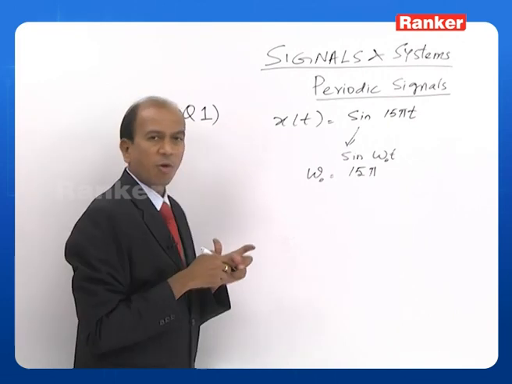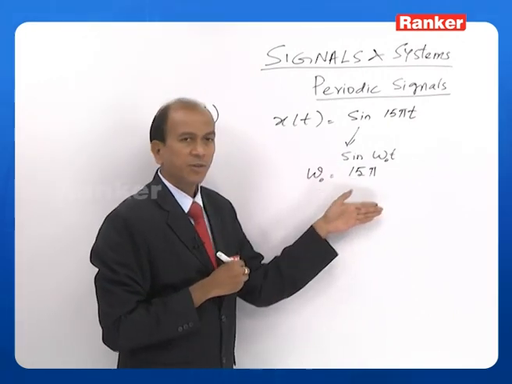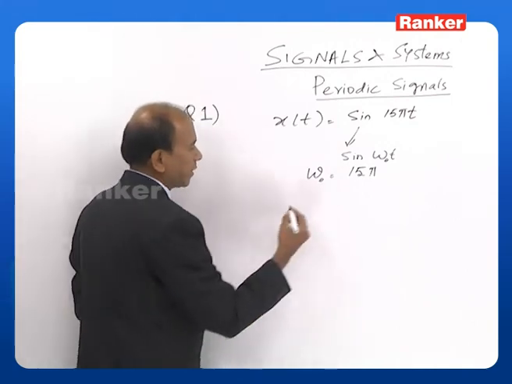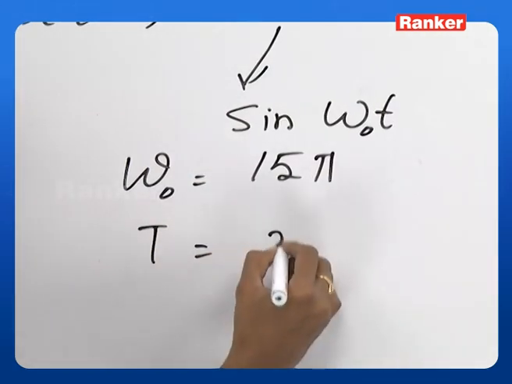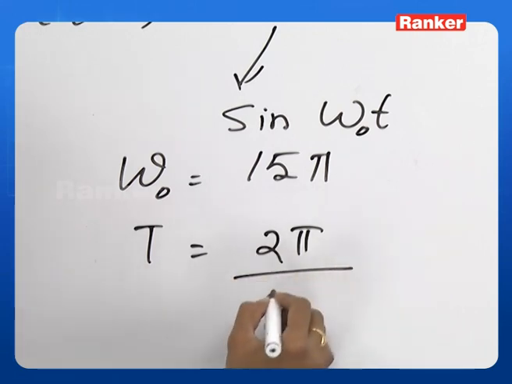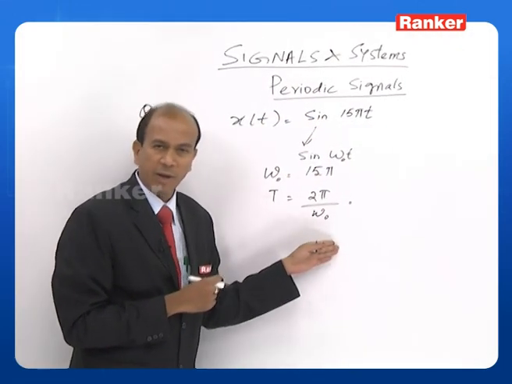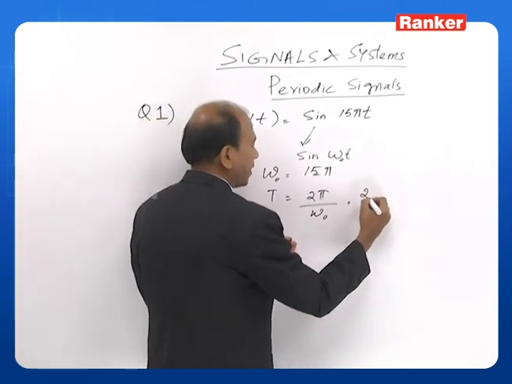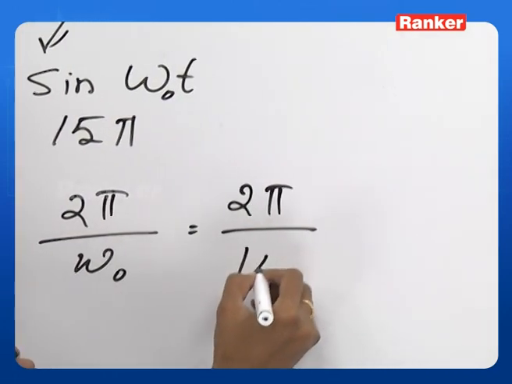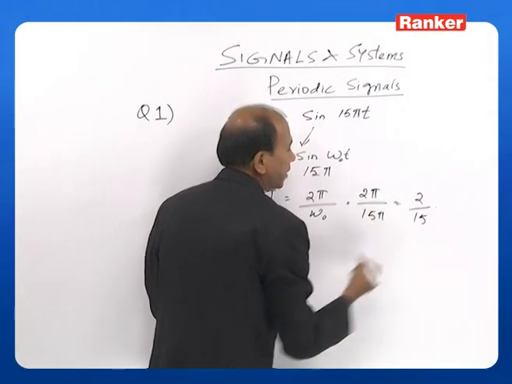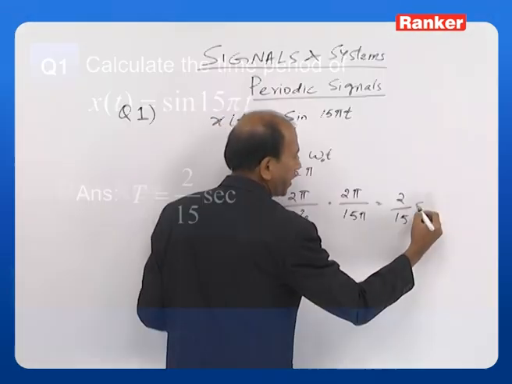This is of the form sin omega naught t, and omega naught is equal to 15 pi. So, what is T from this? You can calculate. T is equal to 2 pi by omega naught, this is equal to 2 pi by 15 pi. So, this will be equal to 2 by 15 seconds. So, this is the time period.